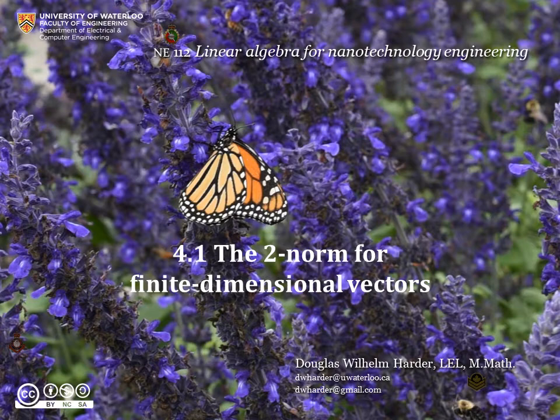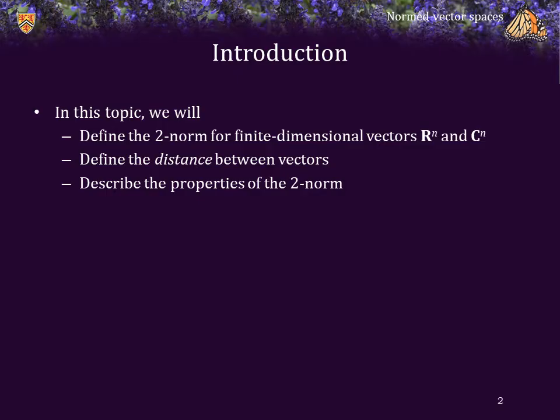We're going to cover the 2 norm for finite dimensional vectors. So in this topic, we will define the 2 norm for finite dimensional vectors R to the n and C to the n. We will define the distance between two vectors using this norm, and then we will describe the properties of the 2 norm.